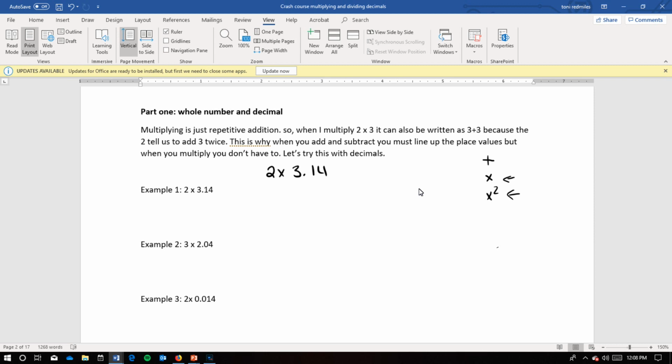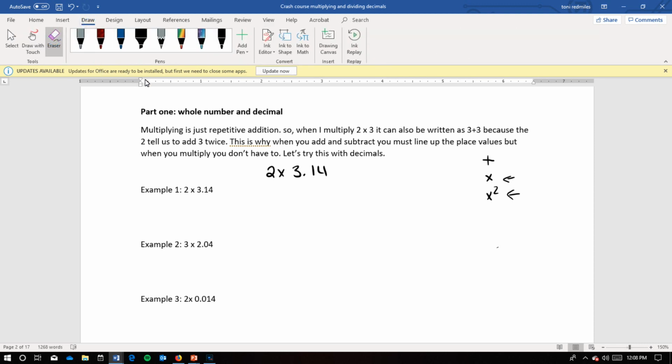Okay, because in addition, we have to line up our place values, right? So if I were adding something, I would have to go like this, right? But when I'm multiplying, I don't have to line up those decimals. And that is important because of what multiplication turns into. If I wanted to make this addition, it would be two 3.14s added together. They have the same place value. They're both to the 100th place.